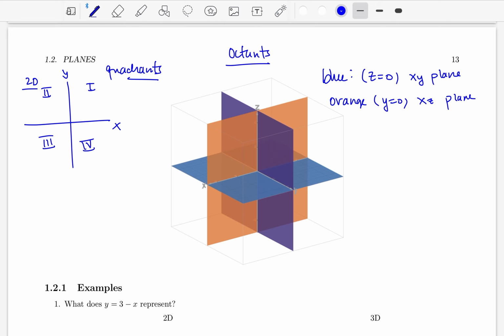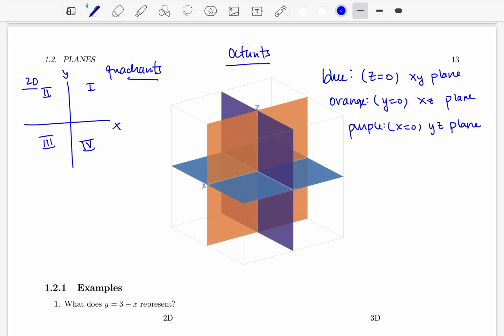And then finally, I have the purple one, and the purple one, it's when you have a relationship between y and z, right? So there's a relationship between y and z, therefore x is equal to 0. So the purple one, it's when x is equal to 0, so this is the yz plane, okay?